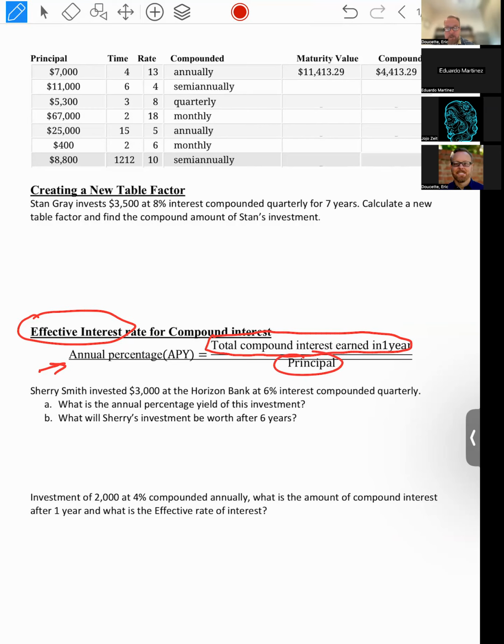So if Sherry Smith invested $3,000 at Horizon Bank at 6% interest, compounded quarterly. They're asking you, what is the annual percentage yield of this investment, and what will Sherry's investment be worth after the 6 years? So 6 years is what, but we only need to do 1 year, right? So 1 year quarterly means 4 times, and at 6% means 1.5%. That's going to be my table factor to figure out how much interest was going to happen in year 1. So I would go to 4 periods at 1.5%.